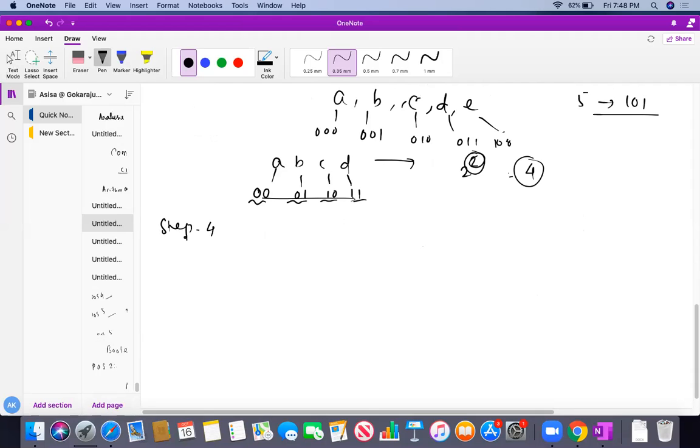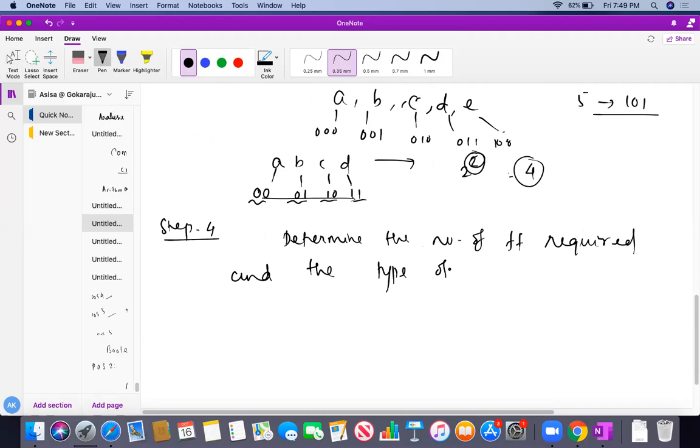Next, step 4. What is step 4? Step 4 would be to determine the number of flip-flops needed. Determine the number of flip-flops required and the type of flip-flop to be used.